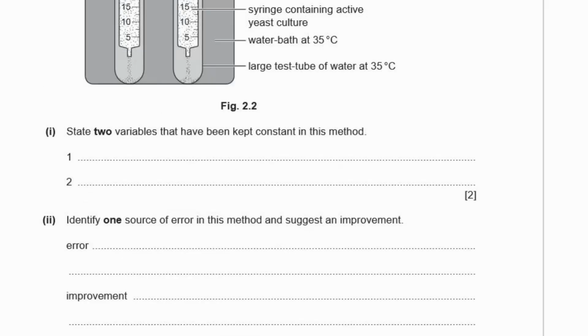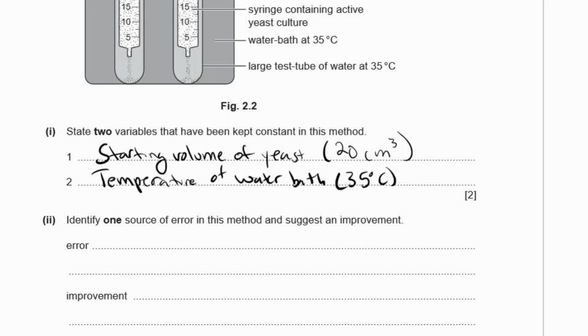Okay, 1. State 2 variables that have been kept constant in this method. There's about 4 of them that you could easily put down, but you only put down 2 because it has 2 listed. So one of the variables that was kept constant is the starting volume of the yeast. The starting volume of the yeast was 20 centimeters cubed for both of them. Another thing that was kept constant was they were both in a water bath at 35 degrees Celsius. So the temperature of the water bath was kept to 35 degrees Celsius.